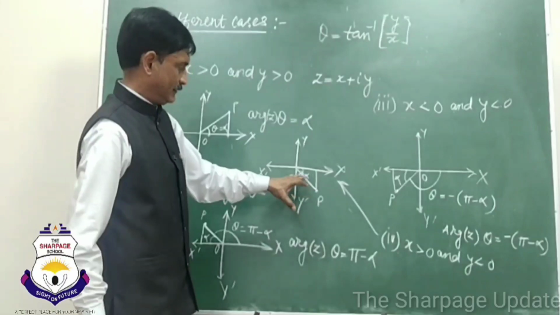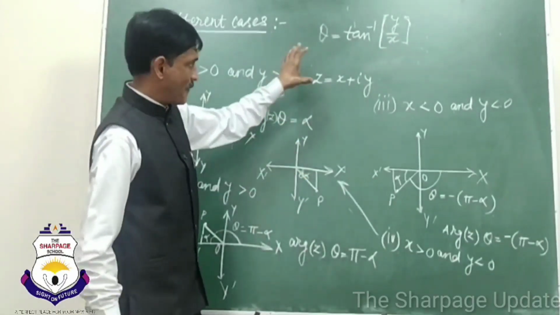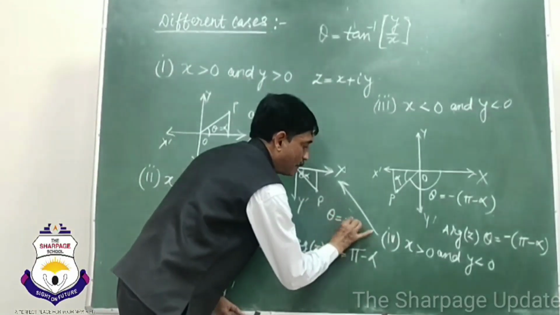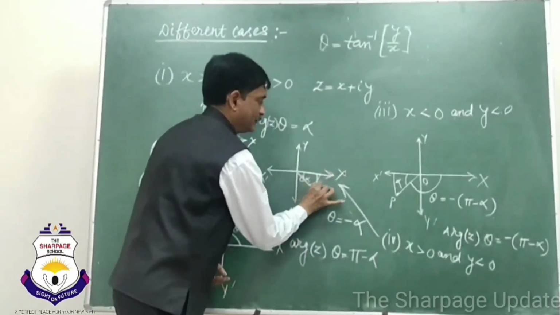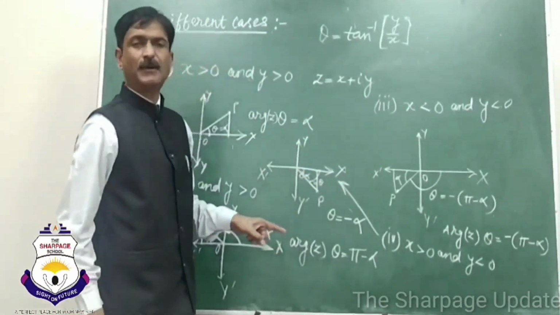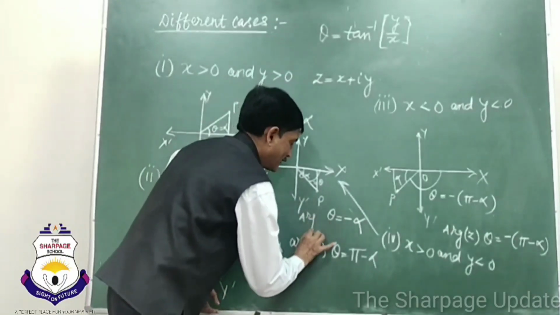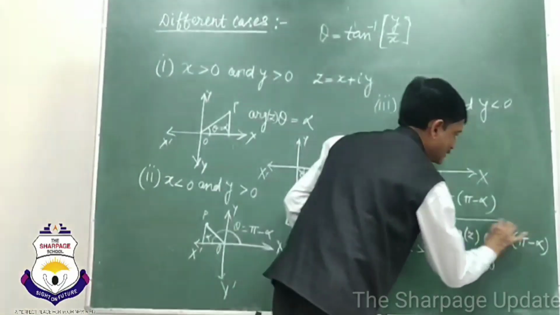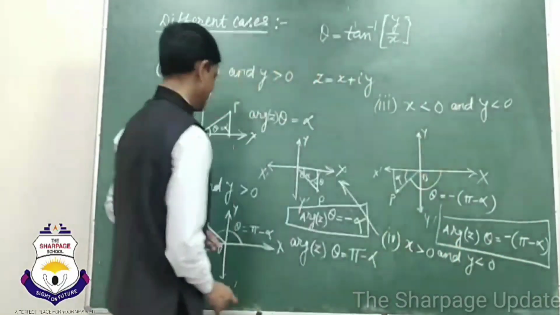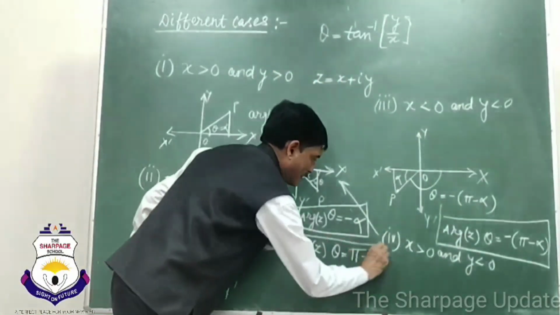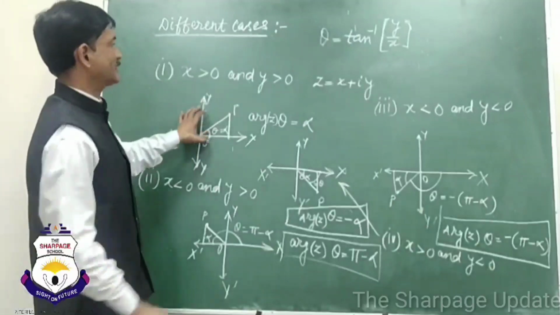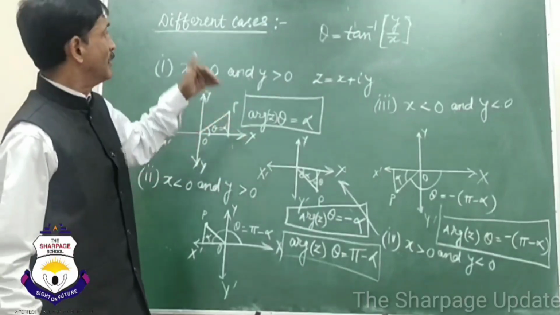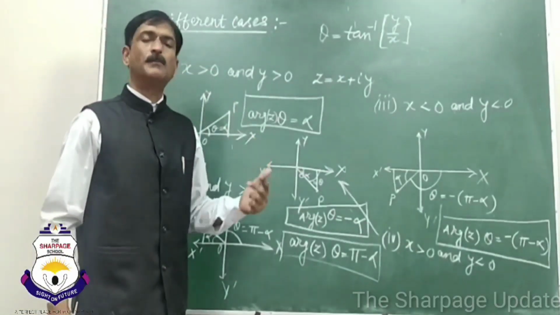So in this case, the argument of the complex number z equal to x plus iy will be theta equal to minus alpha. So the argument of the complex number z in this case will be represented by this. In the other cases, the argument is likewise represented by this angle. So these are the four cases for finding the amplitude of any complex number.